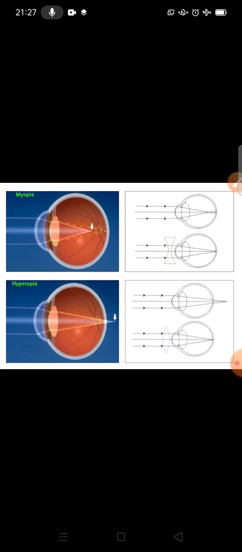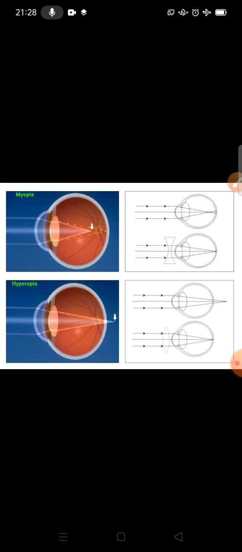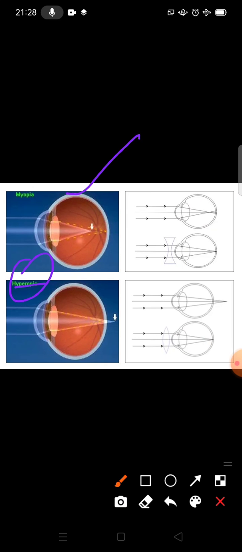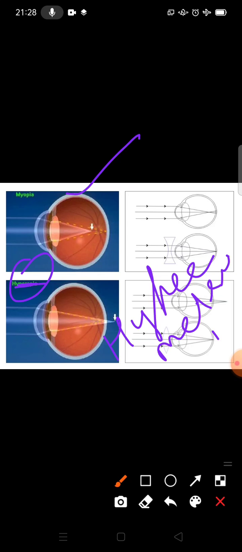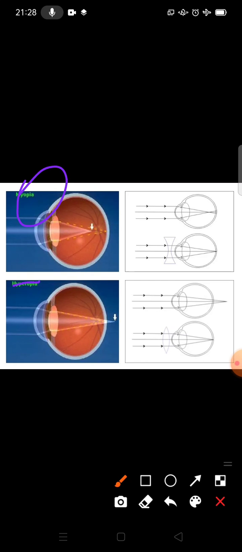Now you can see there are two diseases, myopia and hypermetropia. This is myopia and this is hypermetropia. First we will discuss myopia, then we will discuss hypermetropia.